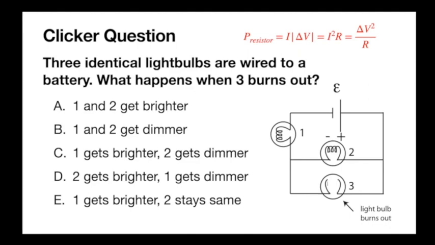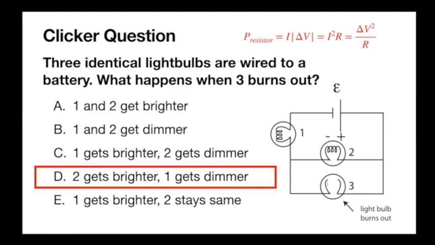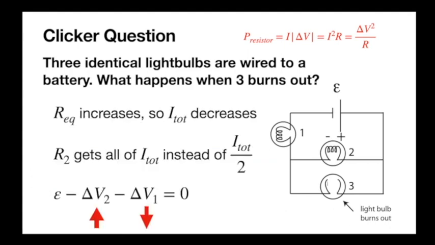So the answer is D, that 2 gets brighter and 1 gets dimmer. So let's walk through why that is. Okay, so first, what happens when light bulb 3 burns out to the equivalent resistance?